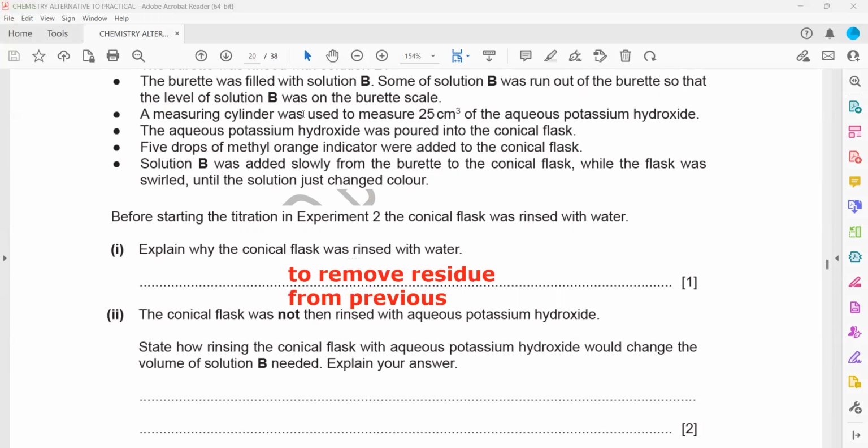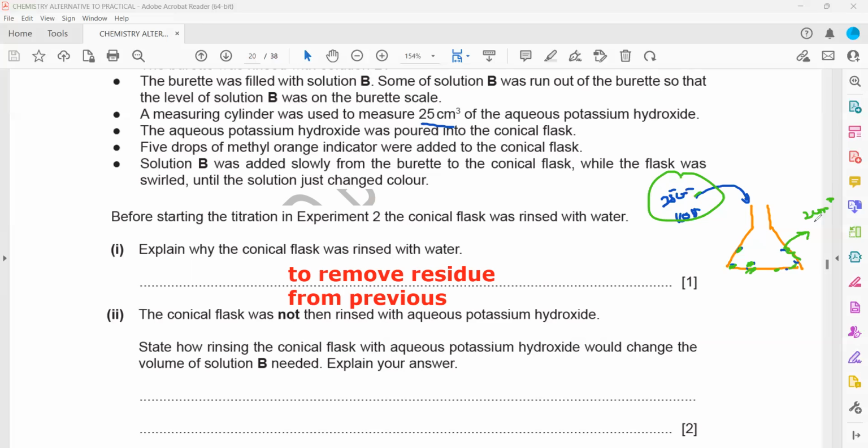State how rinsing the conical flask. If you remember, we did a similar experiment. When the conical flask is there, just rinse it with water and that is enough. Even traces of water are fine. We don't rinse the conical flask with the substance which we want to fill. Like in the question, 25 cm³ of potassium hydroxide is added to the conical flask. Even if water is there, it won't make a difference. But if we rinse this conical flask with potassium hydroxide, then there will be a trace of potassium hydroxide in the conical flask, and some potassium hydroxide is still there.